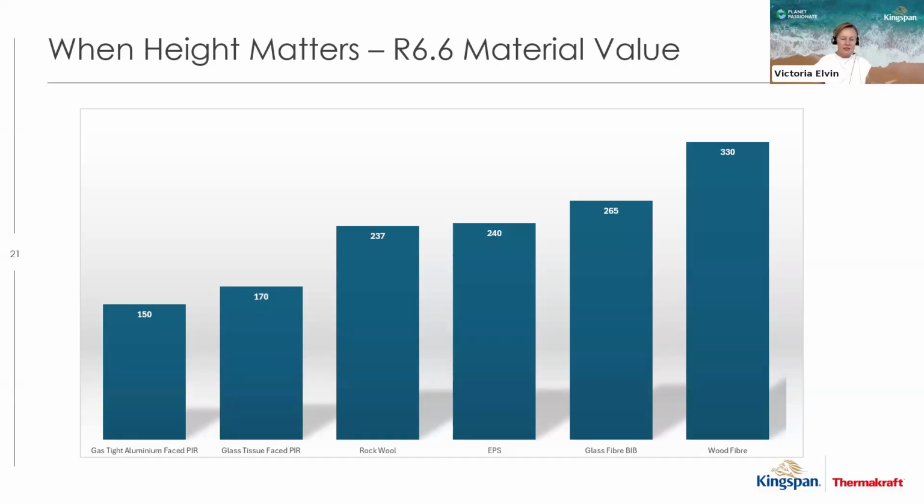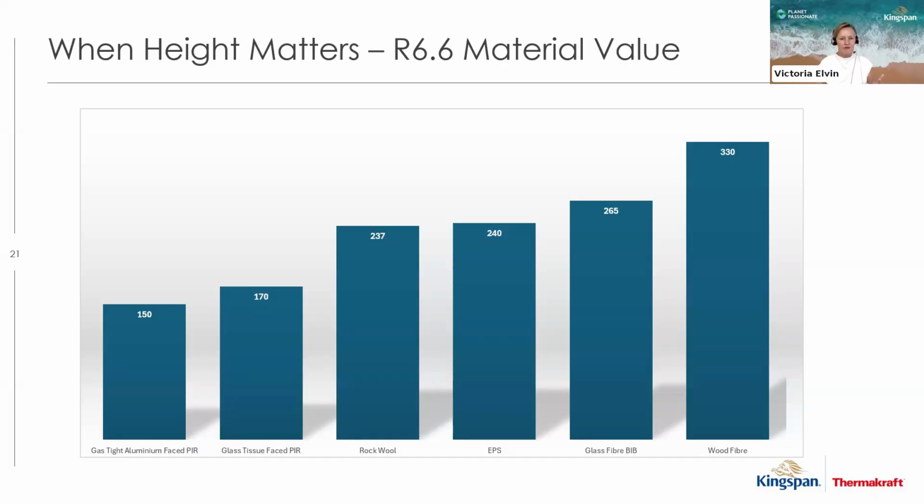On the left-hand side, I have different types of PIR with gas-tight aluminium faces and a glass tissue-faced PIR. I'm going to talk more about those in a moment. You can see that a gas-tight aluminium facer is the best thermal efficiency per thickness, whereas by the time I look at a bio-based material such as wood fiber on the right-hand side, I'm a lot thicker to reach the same level of performance. But the carbon for wood fiber-based material is far better for upfront carbon storage.